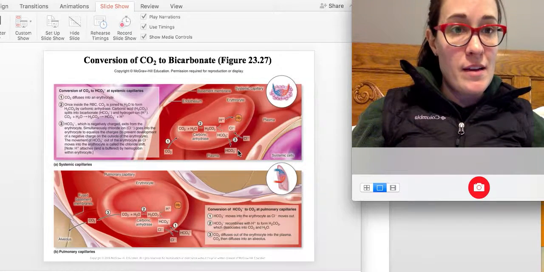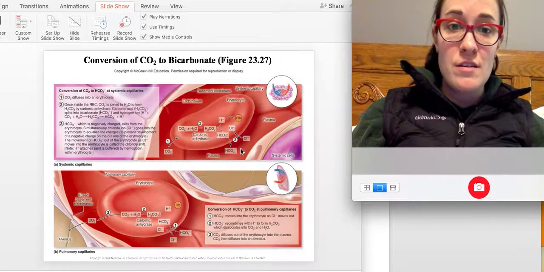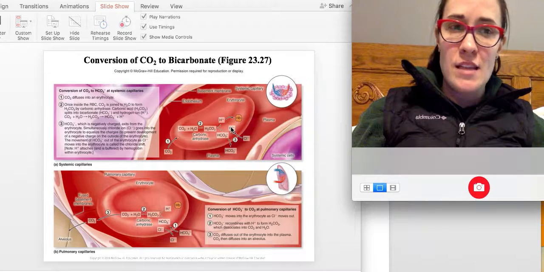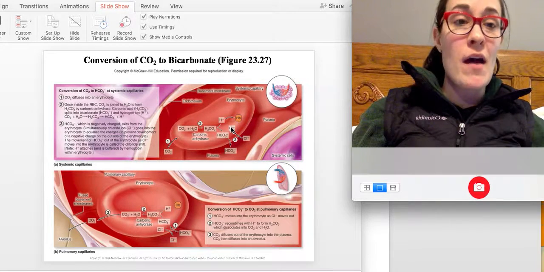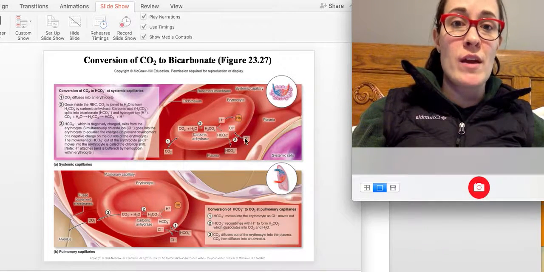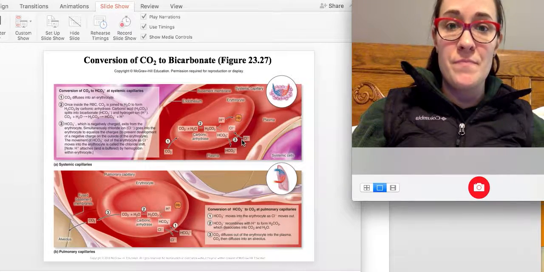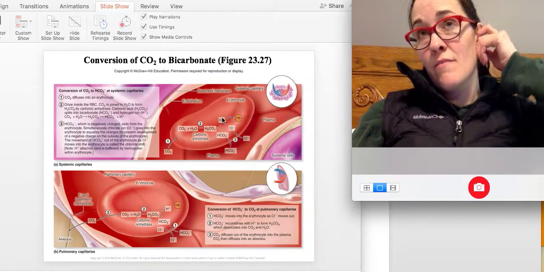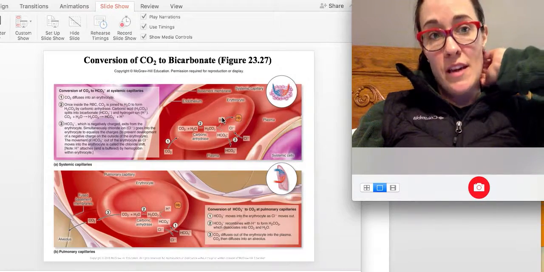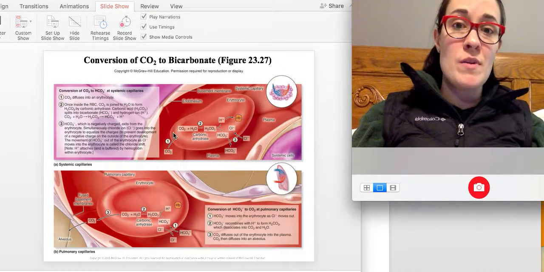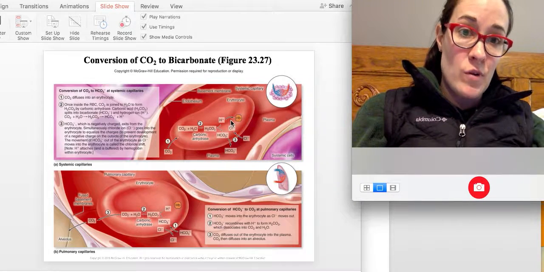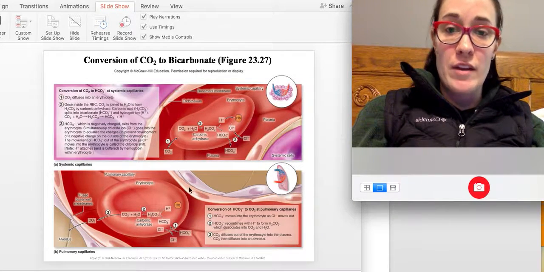Since bicarbonate is negatively charged, what also happens when this bicarbonate ion leaves is chloride goes in to take the place of that negative ion, so it's in balance. And this movement right here is called the chloride shift. Hydrogen ions. The more hydrogen ions, the more acidic. So as carbon dioxide is jumping onto red blood cells, the body becomes more acidic. And so that's good to remember for later.